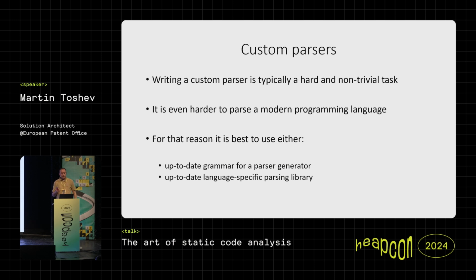It's very hard if you want to write a custom parser. So typically that's a hard and non-trivial task. It's even harder to parse a modern programming language like Java, Python, and so on. And for that reason, it's easier to use a parser generator like the ones that we saw earlier, like ANTLR or JavaCC, or use an up-to-date language-specific Java parsing library. So if you use a specific programming language, it might be even better to look up a library that already provides you with an easy way to parse the programming language and use the utilities provided by that library, rather than a general-purpose parser generator like ANTLR.